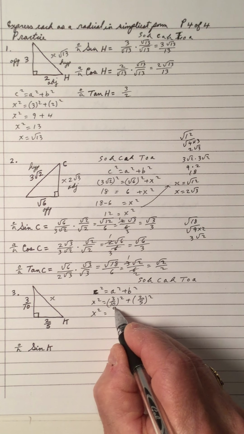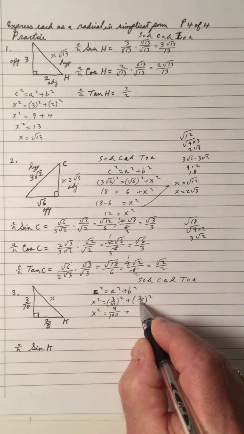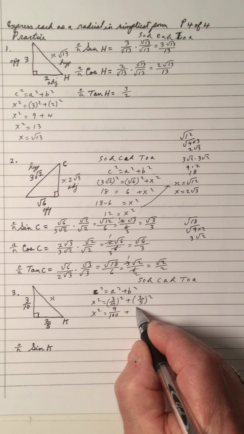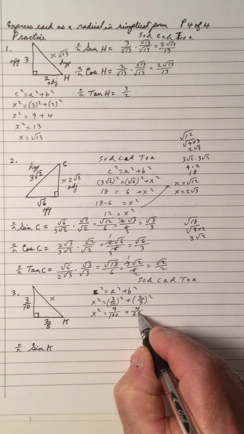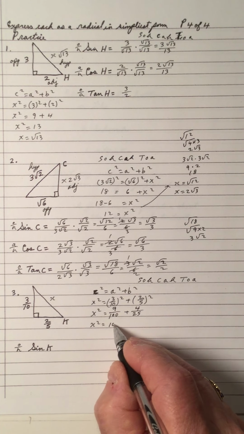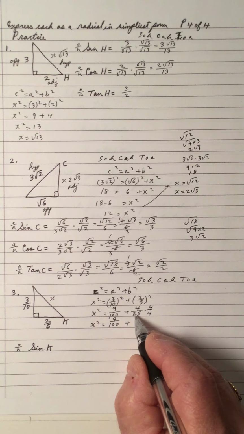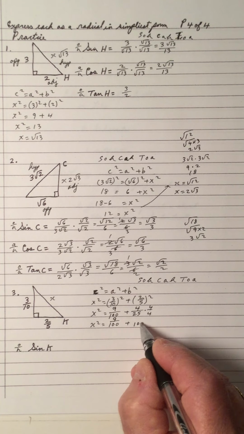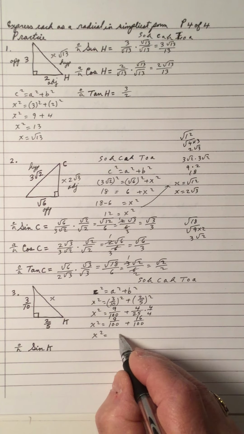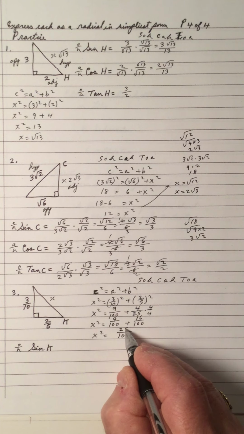3/10, 3 times 3 is 9. 10 times 10 is 100. And 2/5 times 2/5, 2 times 2 is 4. 5 times 5 is 25. Now we have to add these, so we need a common denominator, and the common denominator is 100. So that's already 100, so I'll multiply this one by 4 over 4. So 25 times 4 is 100. 4 times 4 is 16. And we have a common denominator of 100, so we write it down. 9 and 16 gives me 25.